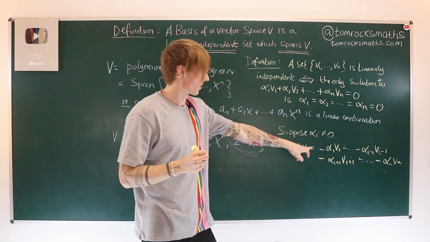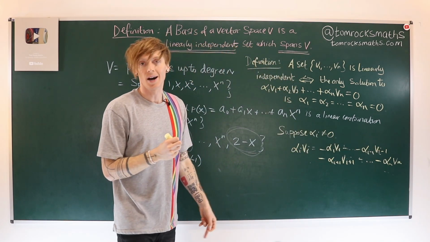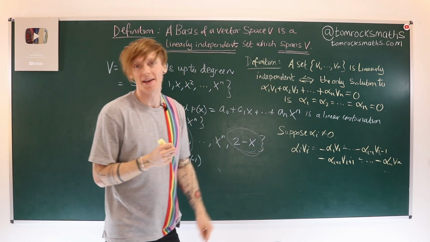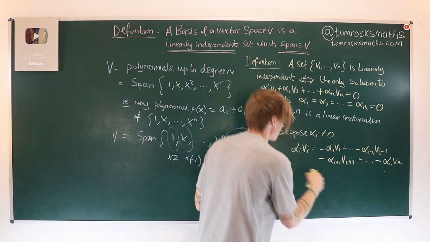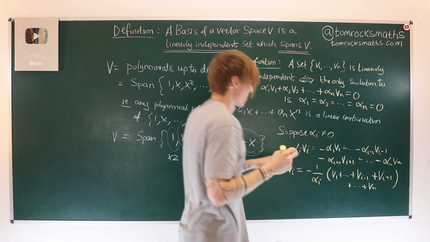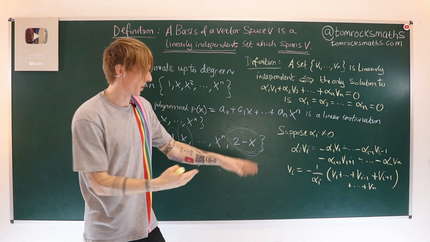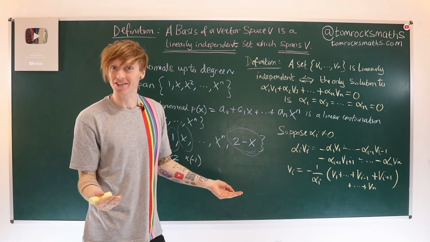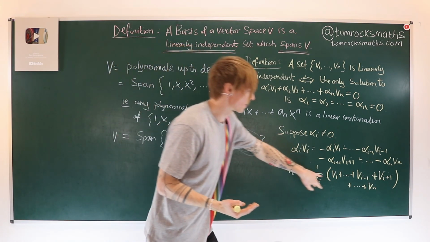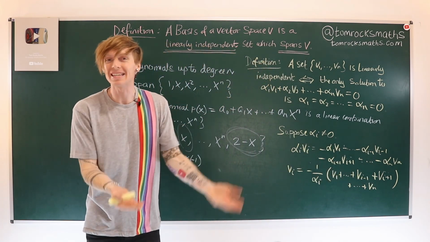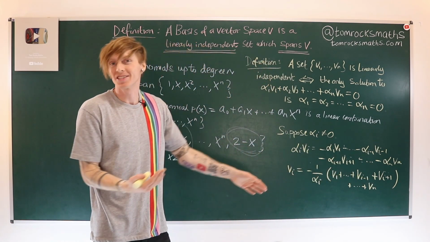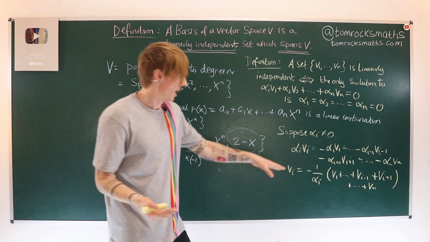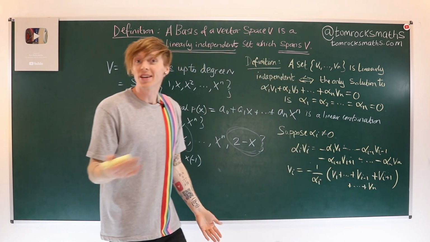Again, it doesn't actually matter what the value of all of these other alphas are. If we know this one is non-zero, we can rearrange the equation to get this, and then we simply divide by alpha i. So in other words, I've been able to express vi, the one that had the non-zero coefficient, in terms of all of the others. So I no longer need vi in my set. It's not bringing me any new information, because if I wanted to calculate something in terms of vi, I just take this combination of all of the others.